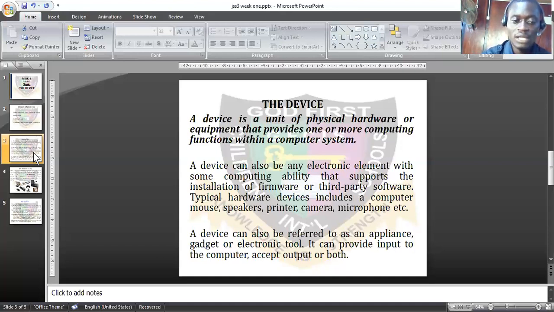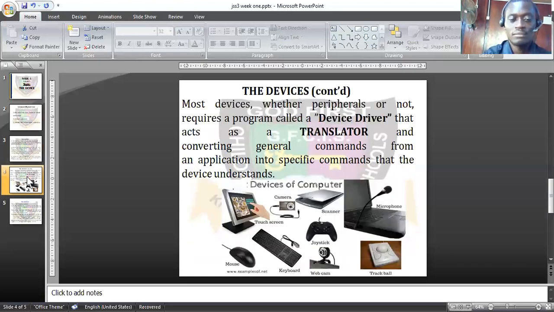Your camcorder, your printer, your scanner, your microphone, they are all what we call devices. You have lots and lots of devices out there. If you go to Google, you can type it there, and you will see pictures with the names of various devices.